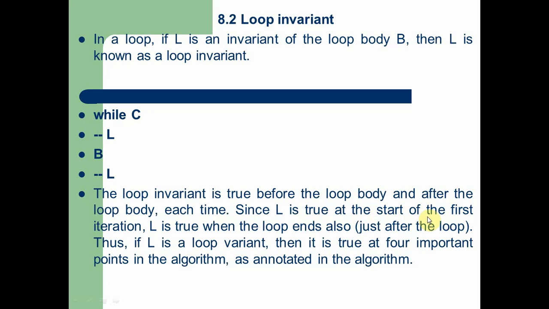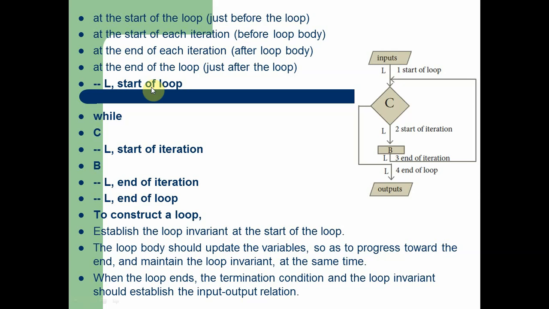Since L is true at the start of the first iteration, L is also true when the loop ends, and thus if L is a loop invariant, then it is true at four important points in the algorithm as annotated before: at the start of the loop, at the start of each iteration, at the end of each iteration, and at the end of the loop. At these four points, L should be true. Here you can see the flow chart. We accept input here, and here the loop condition statement is executed. Whenever the loop condition is evaluated and the value of L is 1, that is true, it goes to execute the body of the loop, that is B.